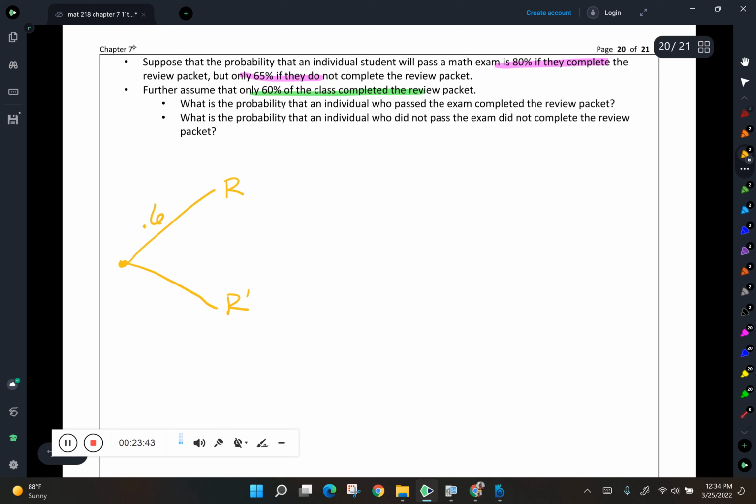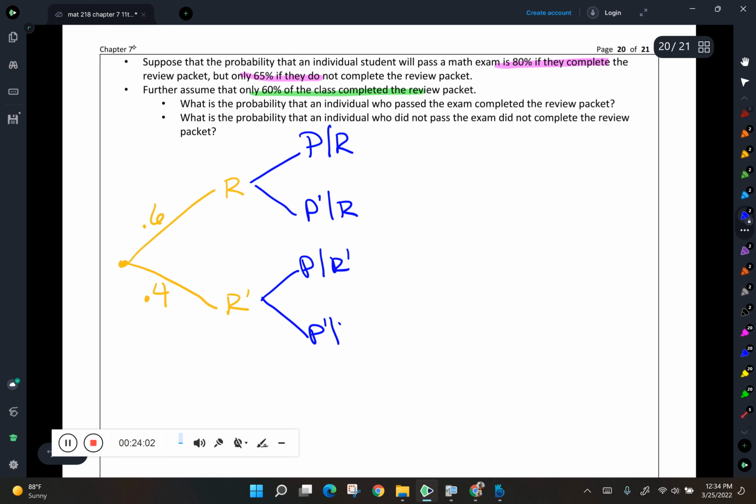60%, so 0.6, and 40%, so 0.4. Now, once we have the review packet, you either pass the exam, given that you did the review packet, or you do not pass the exam, given that you did the review packet. You can pass the exam given that you didn't do the review packet, or you cannot pass the exam given that you didn't do the review packet. 80% pass the exam when they do the review packet, so that means that 20% don't. 65% pass the exam if they don't complete the review packet, and 35% don't.